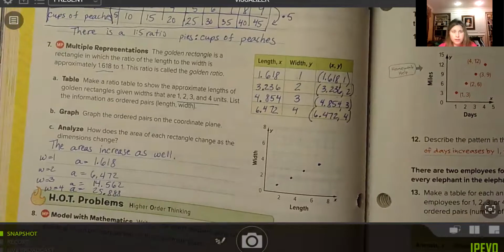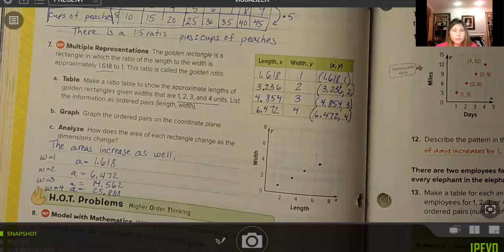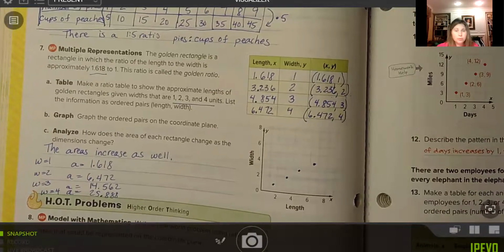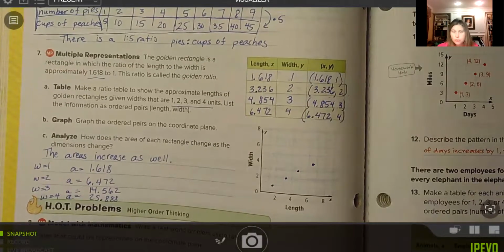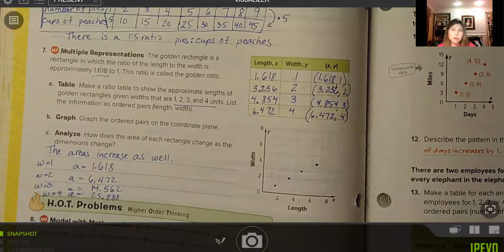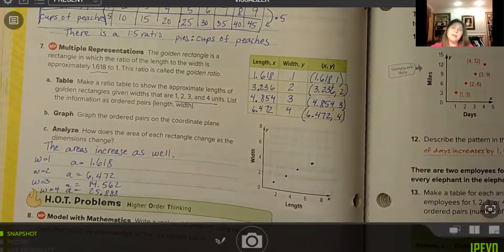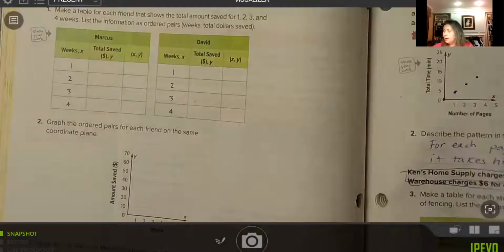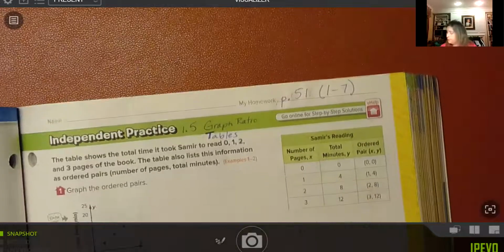So as the size of each rectangle increases, the area will increase as well. So those were just a few sample problems for us to do some filling out ratio tables, as well as representing those ratio tables with graphs. So again, that was chapter 1, lesson 5. We just went over problems in the independent practice, problems 1 through 7. So that was pages 51 and 52.